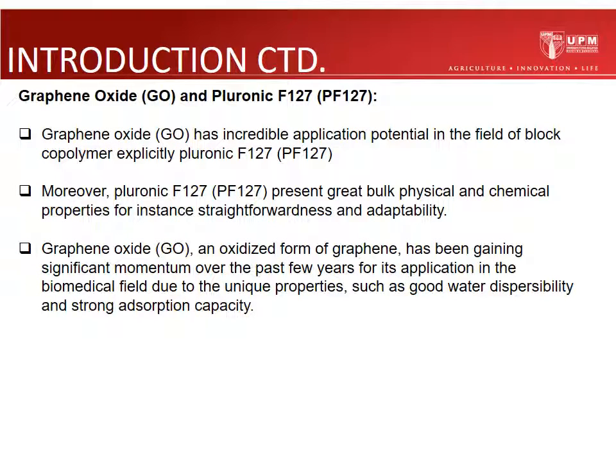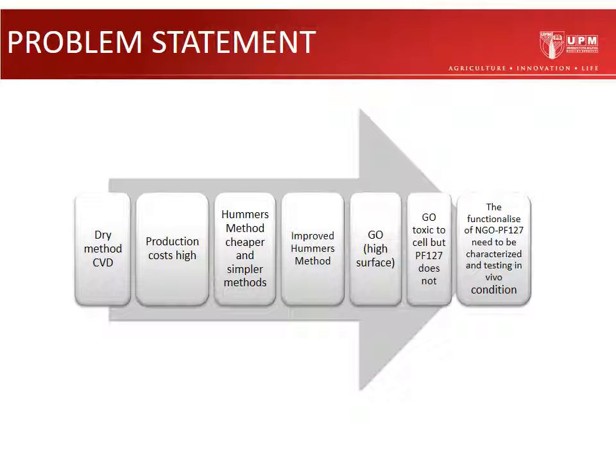Now moving to graphene oxide and Pluronic F127. It states here that graphene oxide has incredible application potential in the field of block copolymers, which refers to PF127. Now moving to the problem statement.